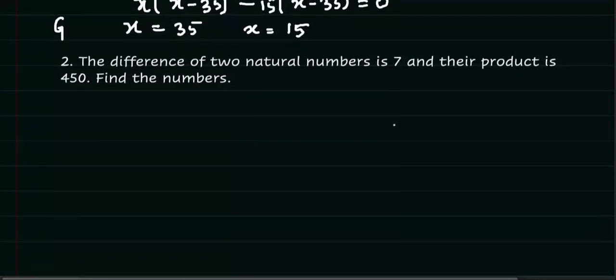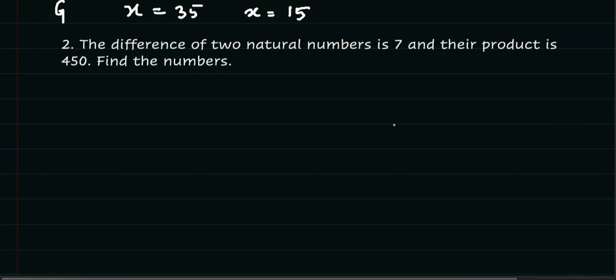Moving on: the difference of two natural numbers is 7 and their product is 450. Find the numbers. Pause the video here and try to answer, and put in the comments whatever answer you have got. Same thing you can do: you can take x and y as the two natural numbers here, or you can just directly write x and x minus 7. Do it.